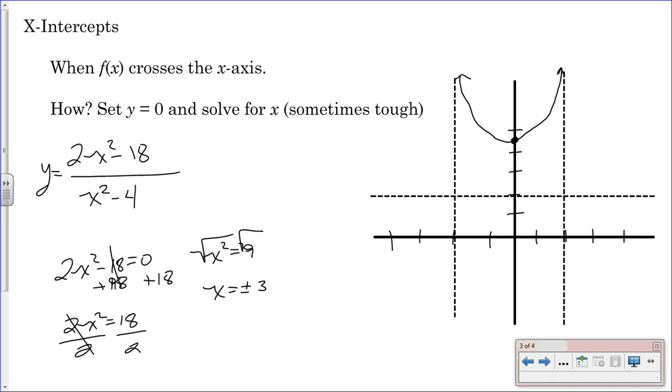So this graph actually has two x-intercepts. The first one is at -3. Let's put a dot at -3. And then at +3. So let's put a dot at +3.